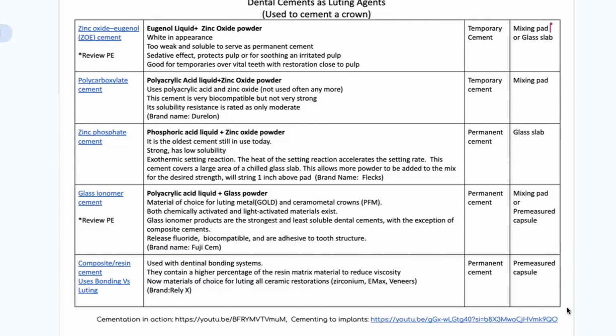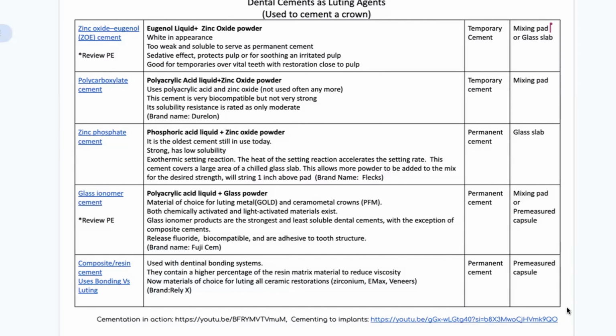And this one will also string up 1 inch above the pad because, as I mentioned, we're learning how to mix these as that luting agent. So they will usually all string up. The brand name on this one is Flex, if you've used this in potentially private practice before.